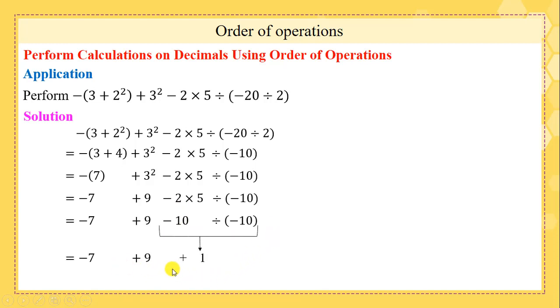Then we have to solve additions and subtractions from left to right. So -7 + 9 = +2. And +2 + 1 = +3.